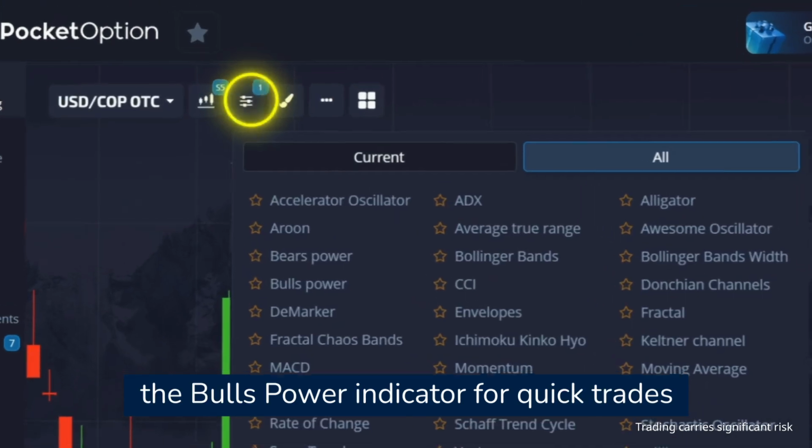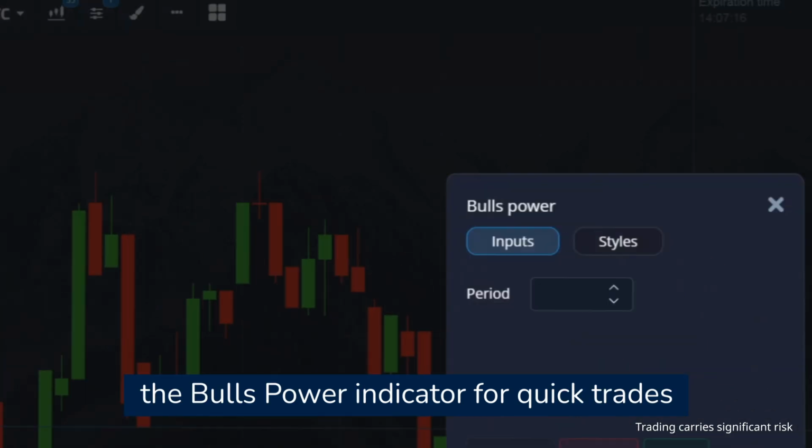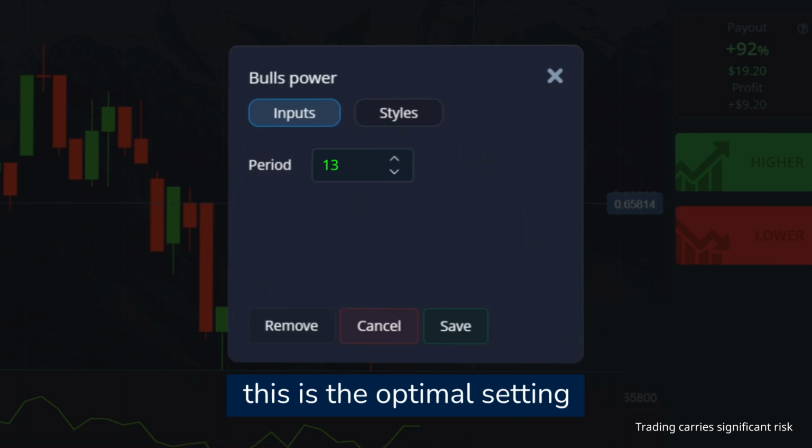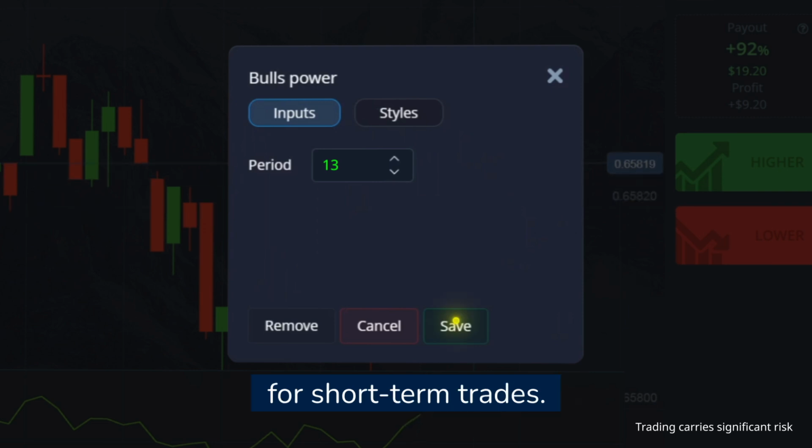How to set up the Bull's Power indicator for quick trades. Set the EMA period to 13. This is the optimal setting for short-term trades.